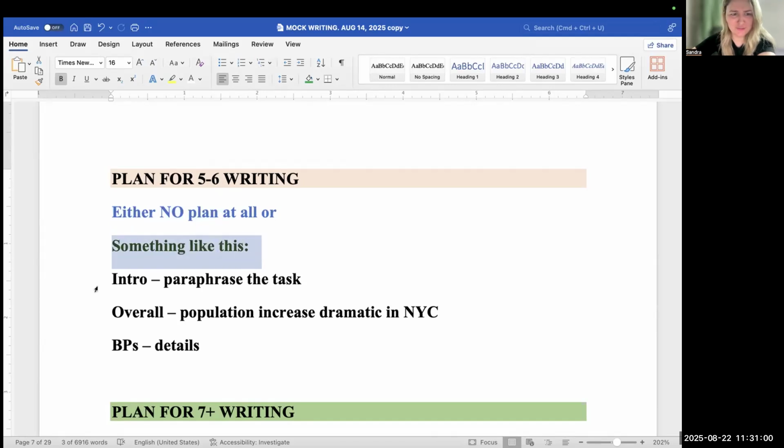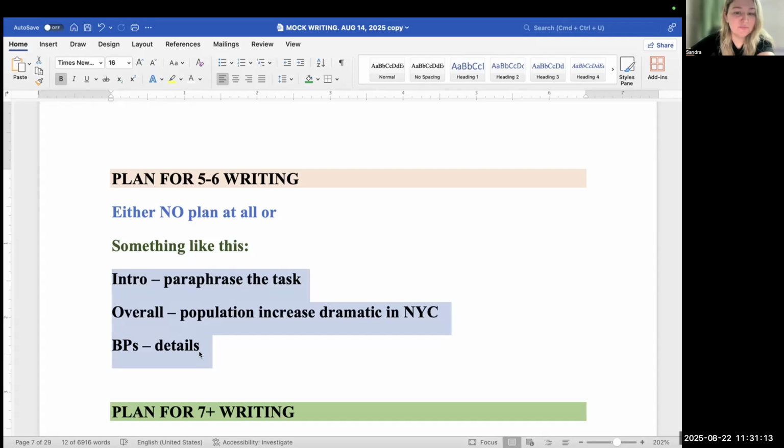You tell me, guys. Like introduction, I'm just going to paraphrase the topic. Overall, I'm going to mention main feature like population increase dramatic, and body paragraphs for details. That is not a plan. Seriously, that's why people might be getting just 5 in their writing or even less than that. Because a plan should give you clarity. It should tell you what you're gonna do. It should be helpful, but I don't find this helpful one bit. We're not planning at all.